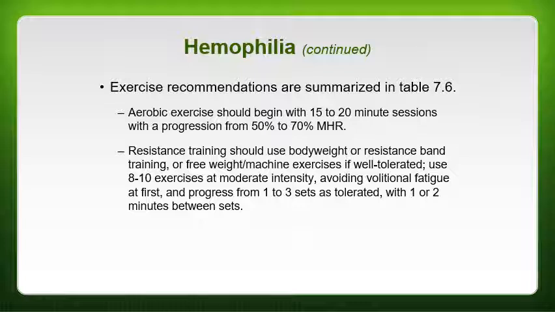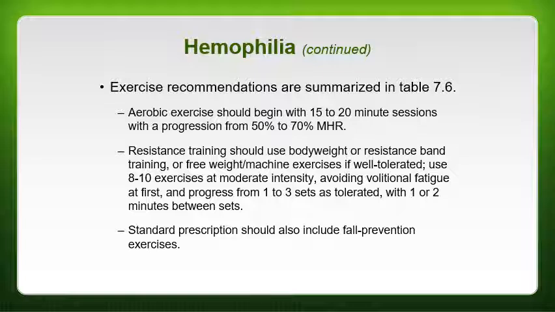Again, you could start with body weight exercises, resistance bands. If you're using external resistance, the book recommends 40 to 70%, and the 10 to 20 rep range would be good. Increases in intensity should be based upon how they're feeling post-exercise, so be mindful of that. And standard prescription should also include fall prevention exercises.